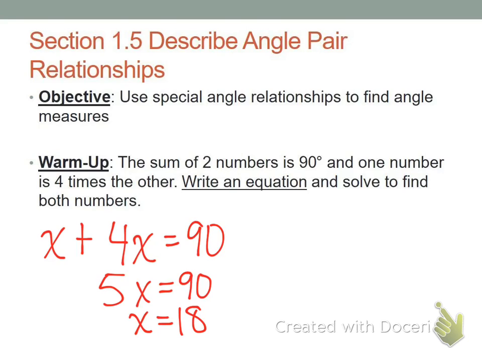Are we done? No, x is only one of our angles. So we know one of them is 18 degrees. The other one is 72 degrees. You could either subtract it from 90 or plug it in and multiply by 4.